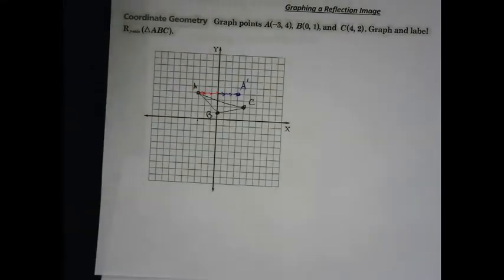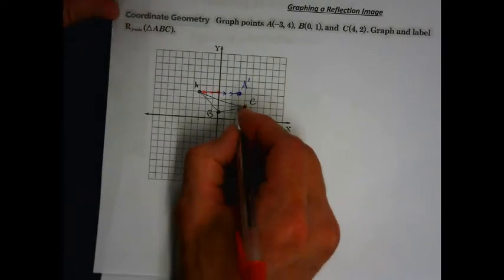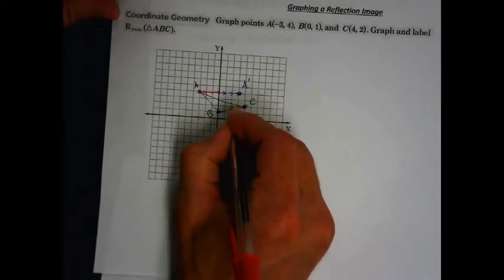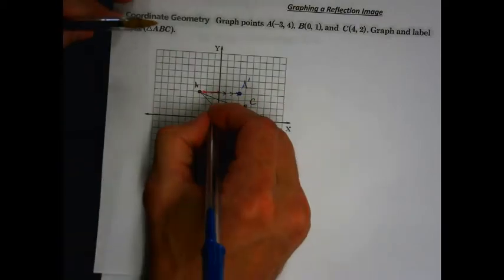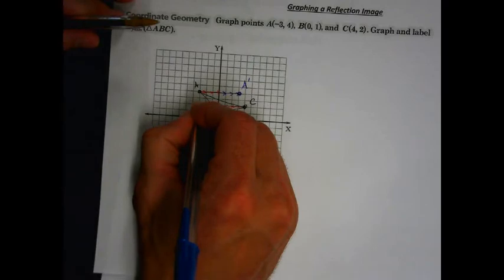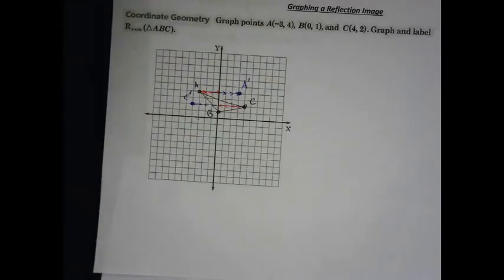Okay, so we have that. And now we're going to do the same thing with point C. How far is point C from the line of reflection? We got 1, 2, 3, 4 units. Okay, and then 4 more units. 1, 2, 3, 4 more units. And here is our new point C, what we'll call C prime.